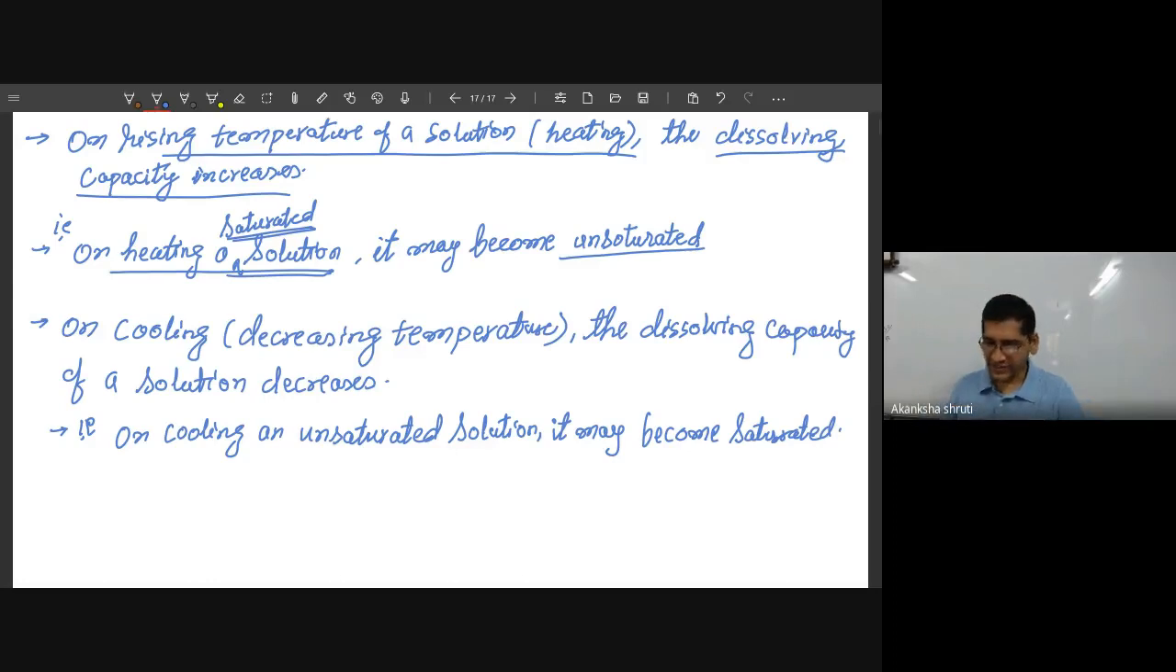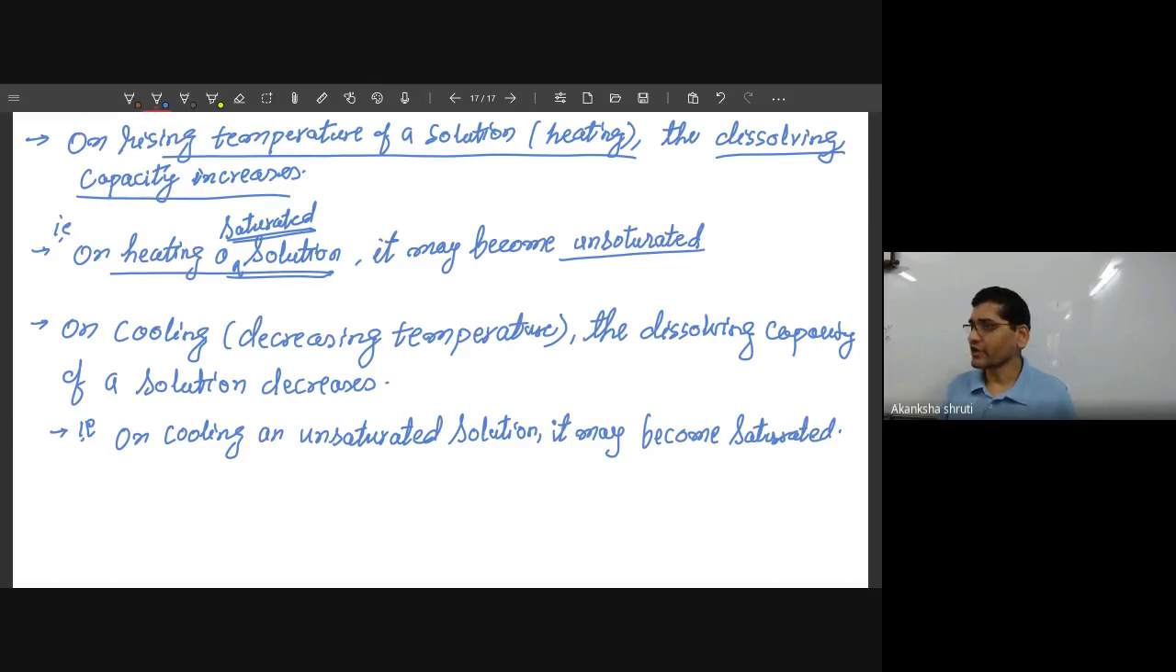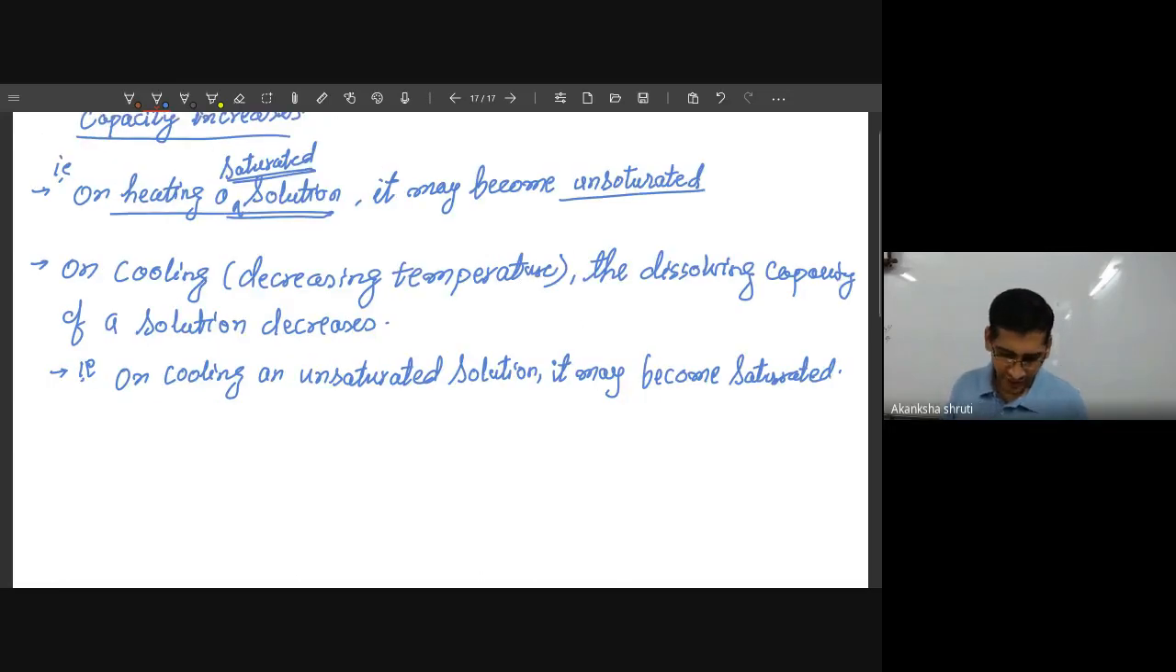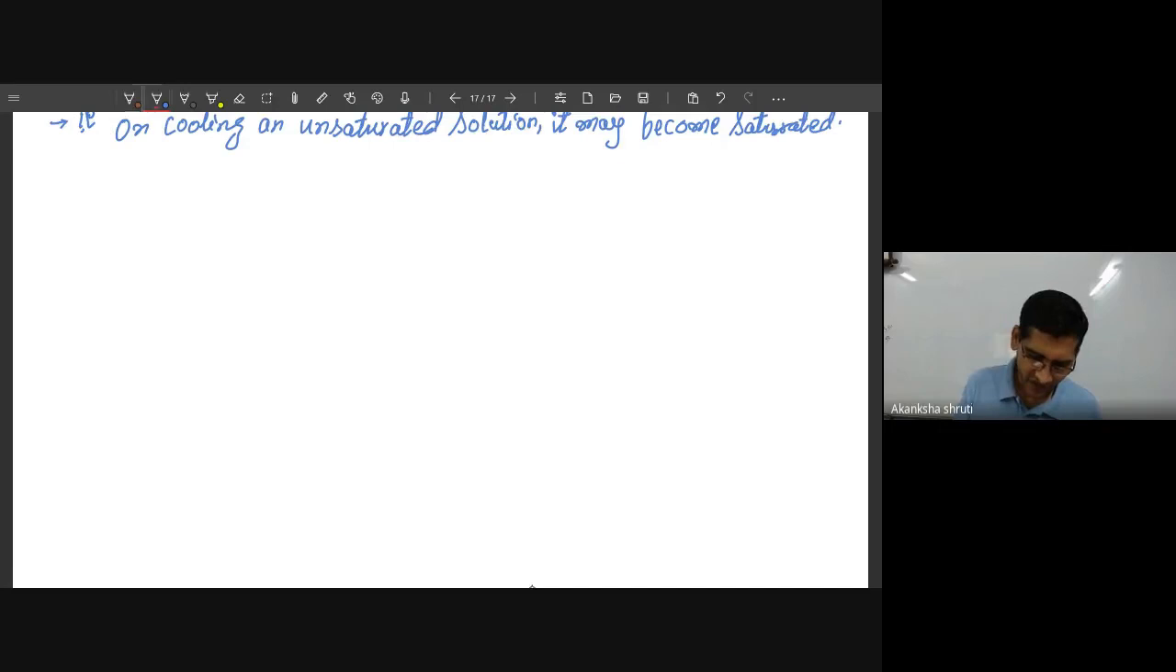Okay, students. So these were the important things regarding our solution. So we have learned about what is solution, various types of solution, then concentration of solution, then the type based on dissolving capacity. Dissolving capacity is expressed in terms of its concentration and how it varies with the temperature. Students, now it is the time to take the homework and to end the class.